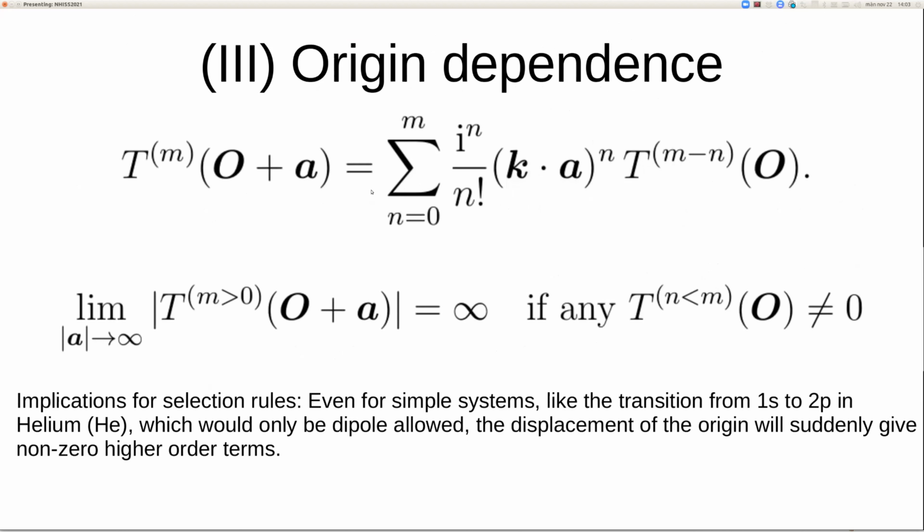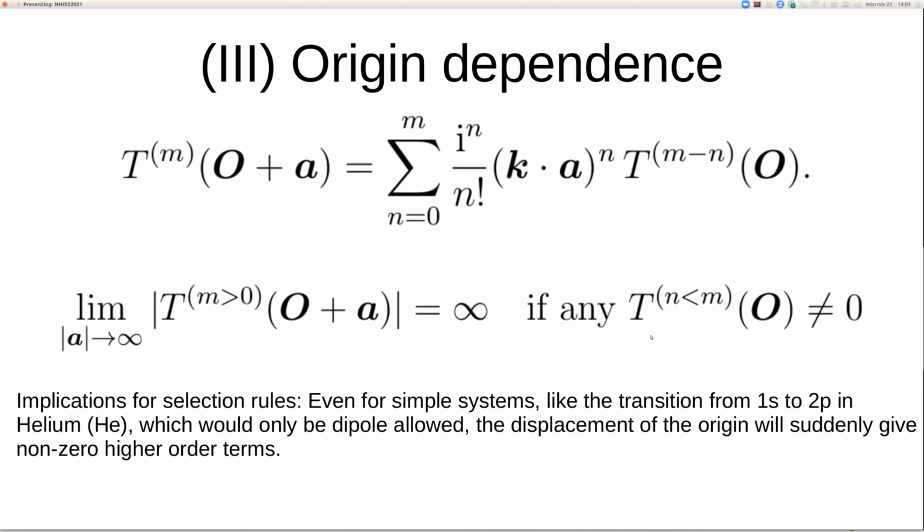Finally, for the third term, I'm writing out an equation here that holds that the moment of mth order at the origin plus the displacement vector A is the contribution from all lower lying multiple moments at this particular position of origin. So here you sum up to order m. So that means that if m is larger than 0 and I move my origin, this transition moment would go to infinity as A goes to 0 if there's any lower lying moment that is non-zero.